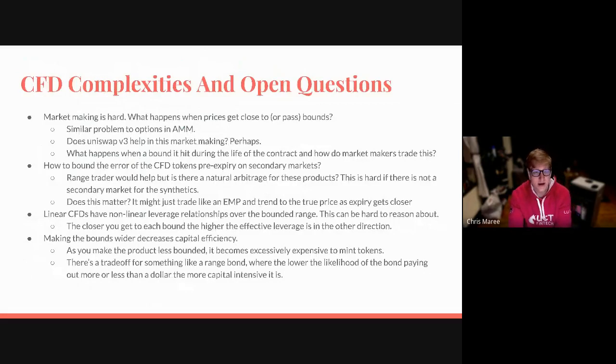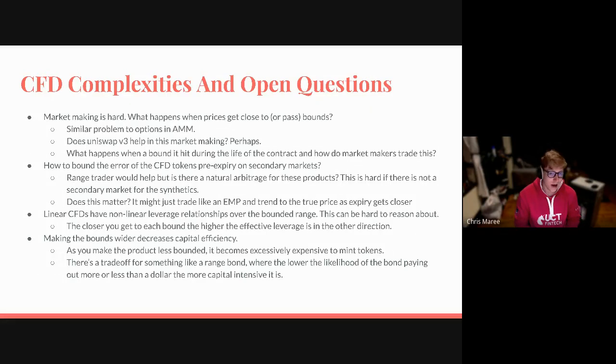So finally, that's it on the full product. The final thing to discuss is some of the complexities and open questions that we haven't necessarily solved for the CFD. First of all, market making is pretty difficult. I think this was one of the big issues that the Market Protocol had when they launched CFDs in 2018: actually providing liquidity on these things and hedging the risk is complicated. There's also a lot of complexity, like what happens if one of the bounds is hit during the lifespan of the contract? How do the market makers trade this? I think Uniswap v3 could help, where we can put limits on what range we provide liquidity over, but it's not immediately obvious how that's solved.